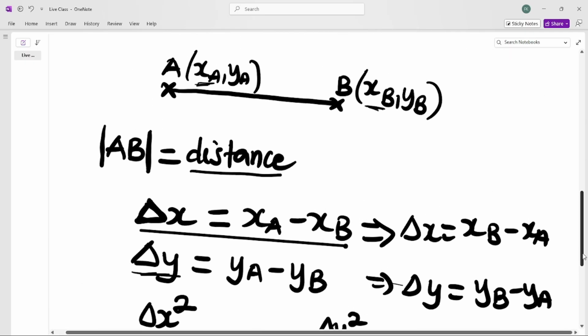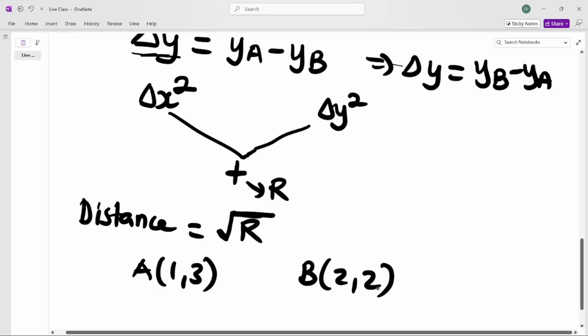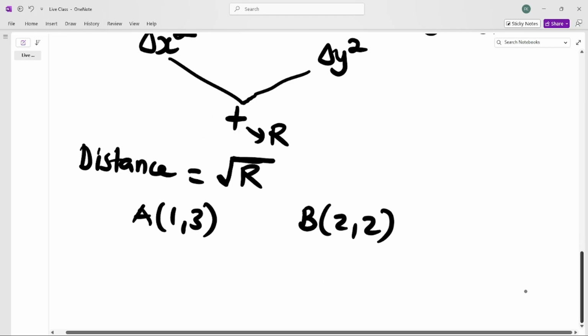So let's say point A is 1 comma 3 and point B is 2 comma 2, for example, and we are asked to find the distance. I'm going to find the change in x first. Change in x is going to be, I'm going to take the x of a and the x of b. So I can do 2 minus 1 or 1 minus 2, it doesn't matter. 2 minus 1 will give me 1, right?